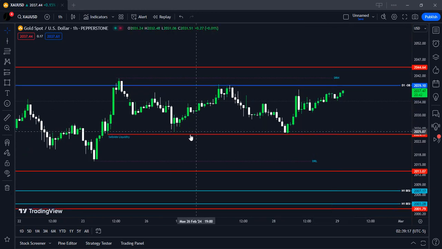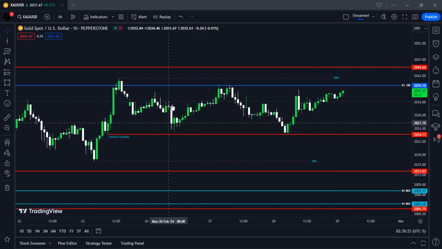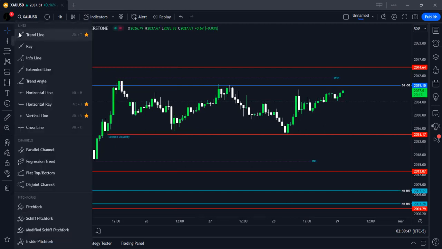So what gave us this major rally? The market swept some form of sell side liquidity. This was Monday's. So you look down here. So this is Monday's low at 10. So Monday, Feb 26th. Monday it was Feb 26th, right? At 10, we created this low. It was swept yesterday. So we mark out sell side liquidity.